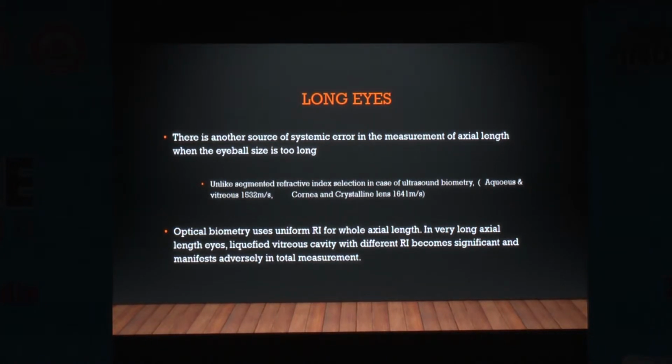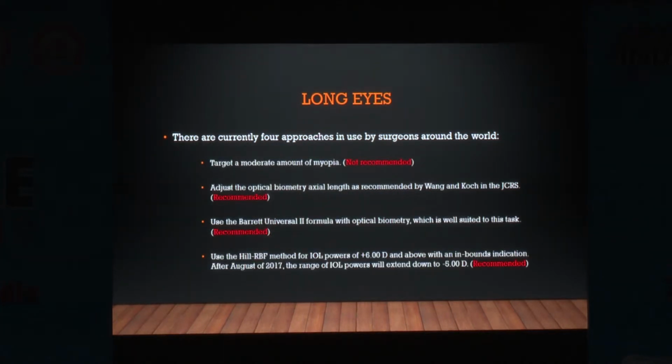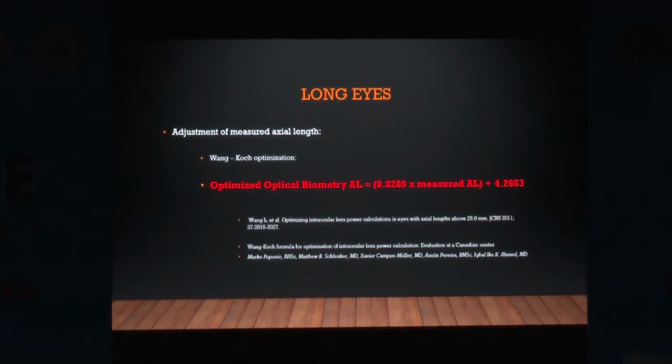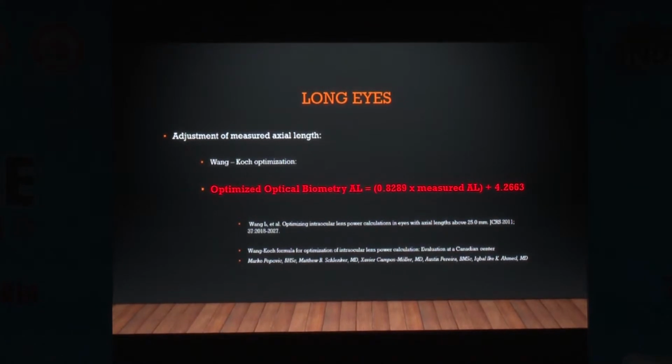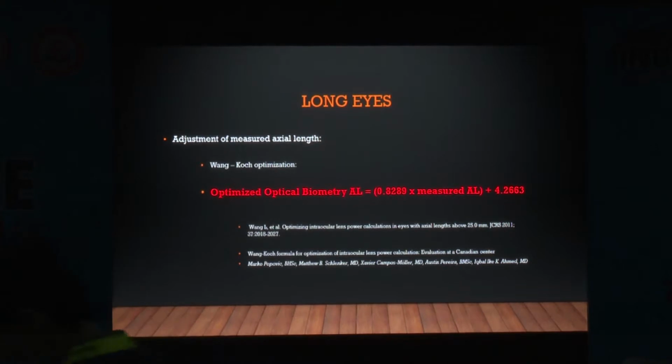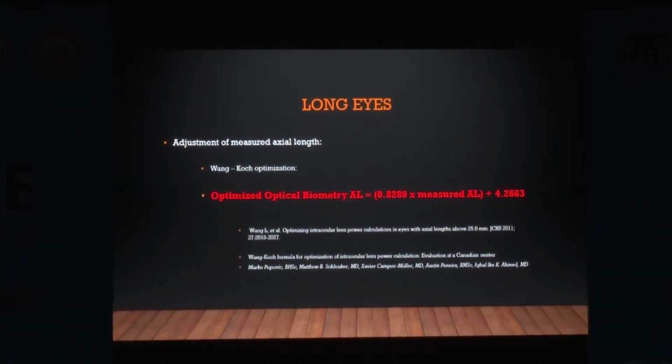In long eyes, what happens? Because the posterior segment constitutes the major portion of the eyeball, the differential refractive index plays a role, and an error creeps in. To take care of that error, various approaches have been advised, and the Wang-Koch adjustment optimization is for that error only. By this formula, it gives a correction factor for the axial length measured by optical biometry.